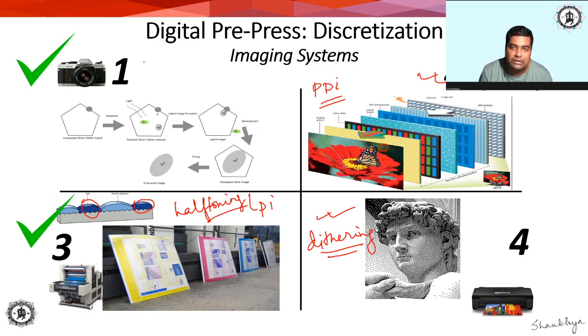The names are different, right? For offset it is halftone image, for inkjet it is dithered images. Alright, so that is what I mean when I say that image quality is system dependent. You already know, just a recap of the earlier one.